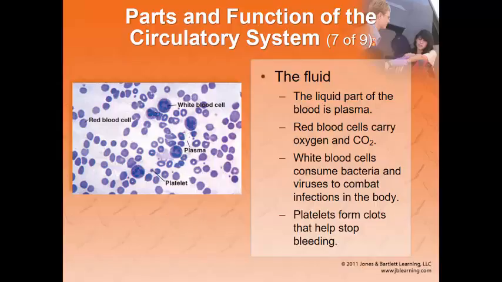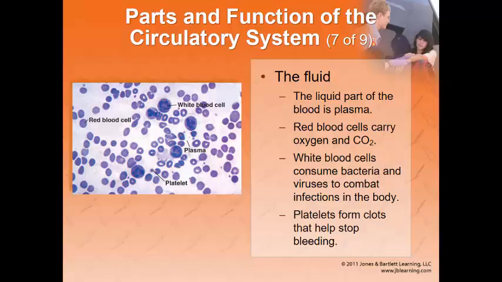The fluid. So we've got the pump, the container, or the pipes, and then the fluid. And that fluid is blood. There's 4 parts of blood. The liquid part of blood, the fluid part of blood, is called plasma. Plasma is just the fluid part of blood. That's all it is. Red blood cells, which are the most numerous of all blood cells, carry oxygen and carbon dioxide. This is what gives blood its color.